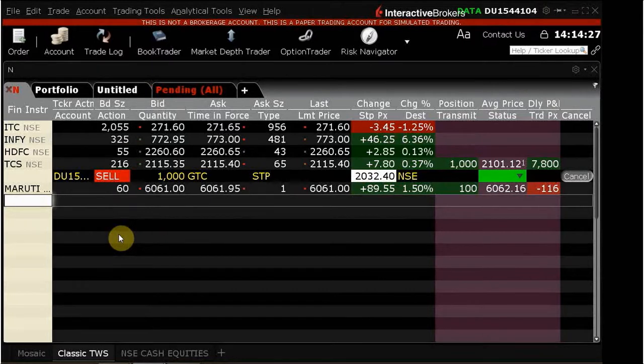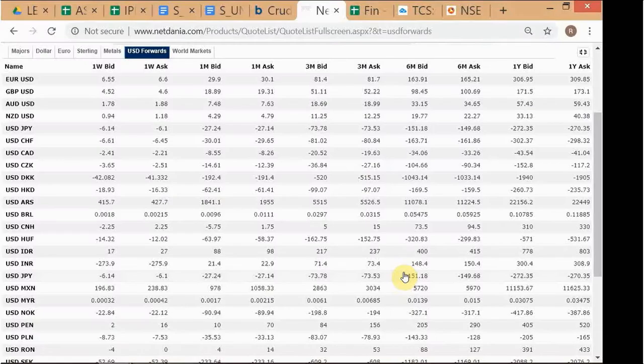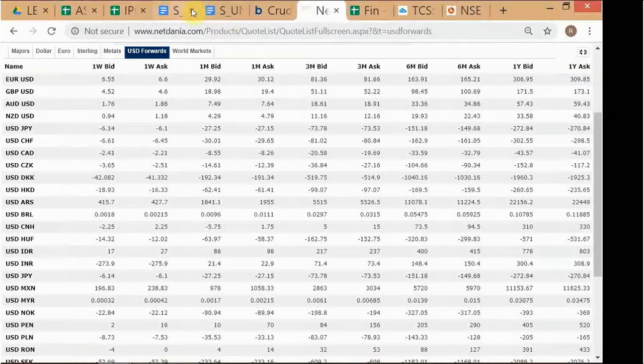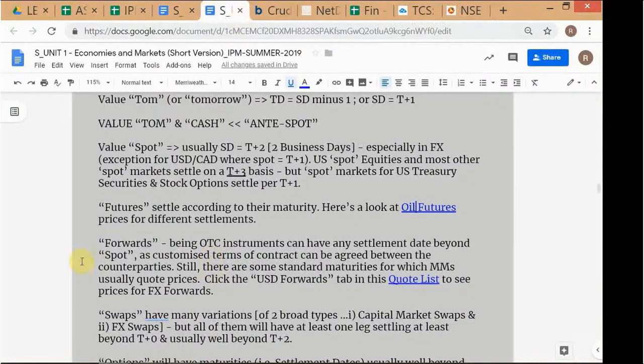All right, so let's see where we are. We are actually making money on our TCS trade. I don't know where we bought it exactly, but the market is a little higher. So let's go back to where we were. I hope you're following. We were discussing this.